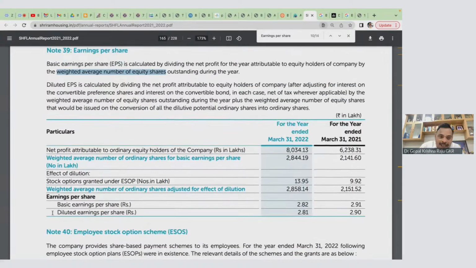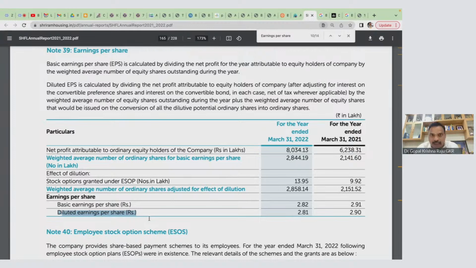And this diluted EPS, what is this basically? Sometimes you would have given, for example, ESOPs, an employee stock option plan. You would have given convertible preference shares, convertible debentures. We call it CCPS, compulsorily convertible preference shares, and CCD, compulsorily convertible debentures. That means today it is debentures, tomorrow it is equity. Today it is preference, tomorrow it is equity. Therefore, your denominator is going to expand.